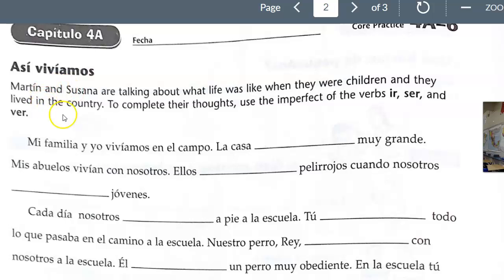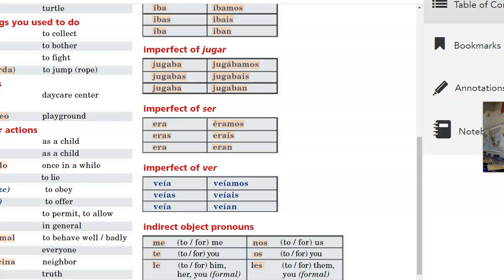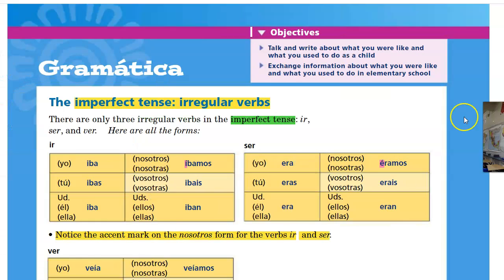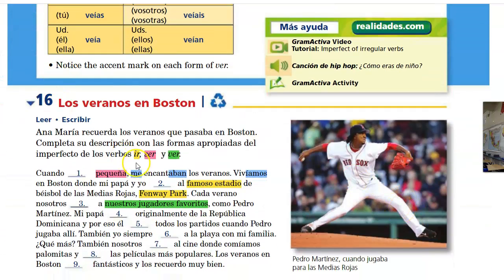Page 78, you're completing this sequence for Martin and Susana to talk about what life was like when they were children. You're using the verbs ir, ser, and ver as you are completing this. This is very similar to exercise 16 that we did together after we did the notes on irregular verbs in the imperfect. If you recall this exercise, remember ir is going to be used with locations and verbs, because it's talking about going to that place or going to do an activity. Ser is going to be used with adjectives because you're describing what someone or something was like. And then ver is going to be something that we watch.